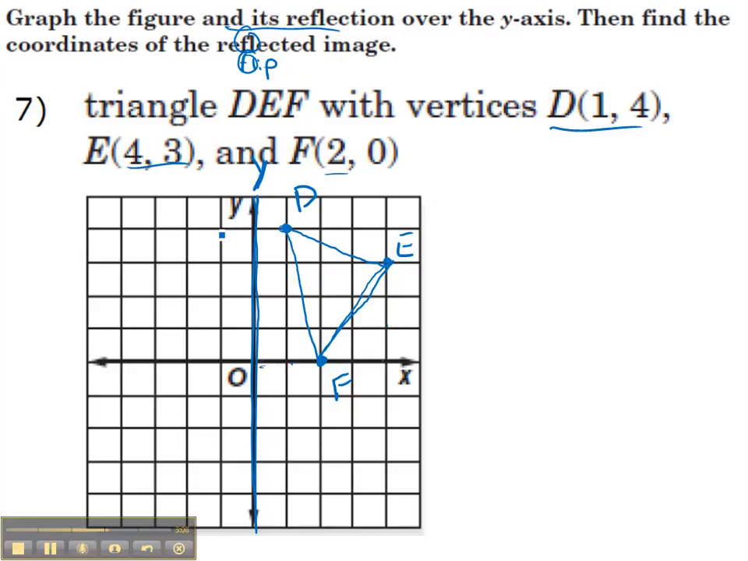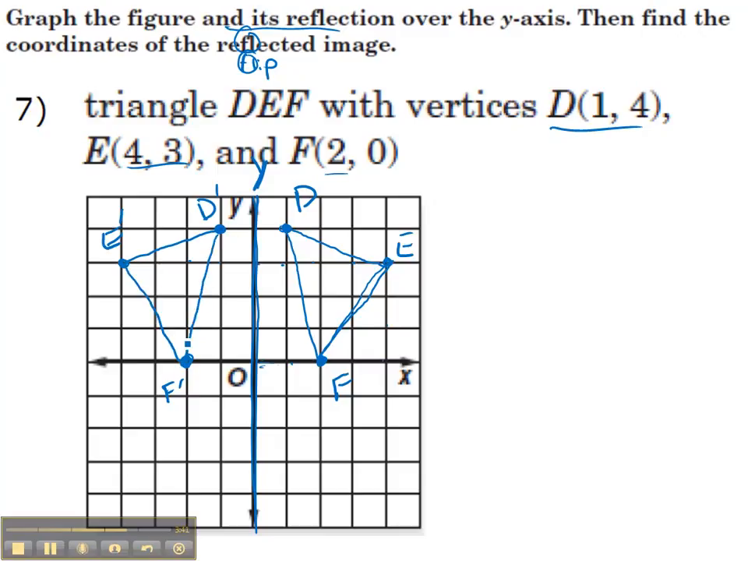So D prime will be 1 space away from the y-axis at the same height, but 1 space on the other side. E, if I start at my y-axis, it's 1, 2, 3, 4 spaces from the y-axis. So I'm going to flip it over, 1, 2, 3, 4 spaces on the other side of the y-axis. There's E prime. And F is on the x-axis, 2 spaces from the y-axis. So I'm going to flip it over to the negative 2. There's F prime.